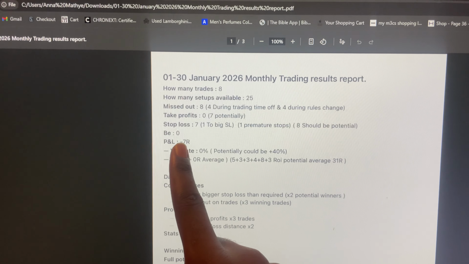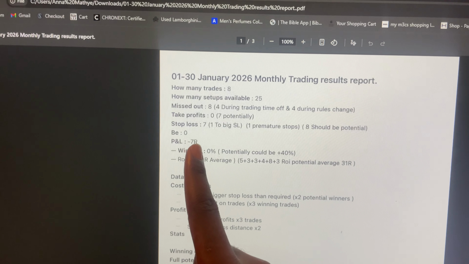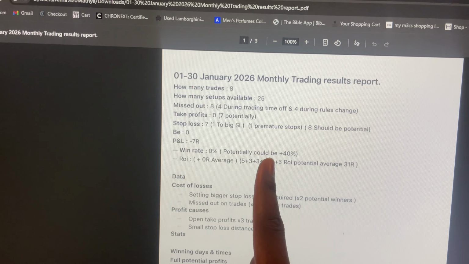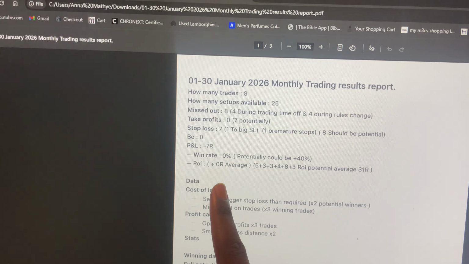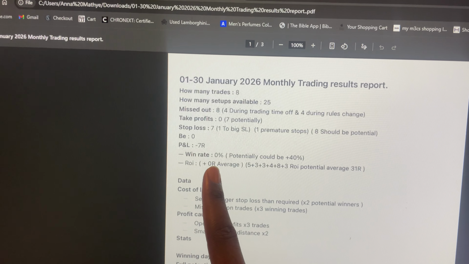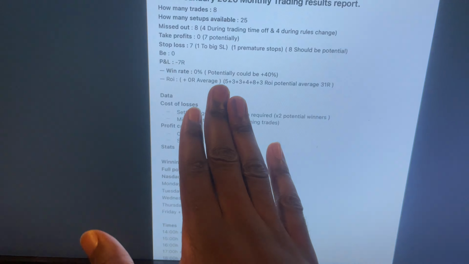So this was the P&L, right? But this was not what it was supposed to be. Potentially the win rate was supposed to be 40% instead of 0%. I had 0 winners, but I potentially had 7. So let me tell you why. For example, that is the case.